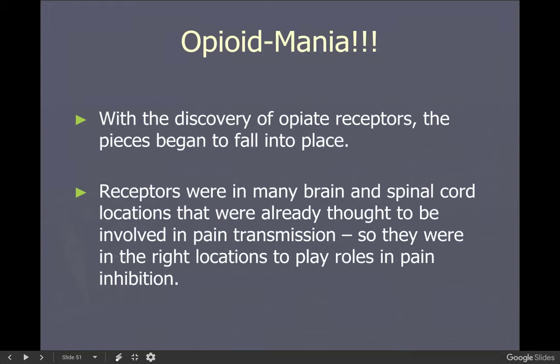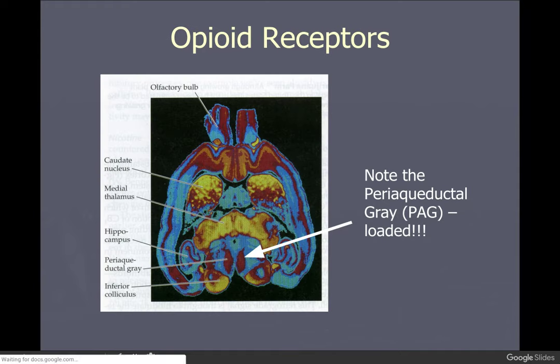But opiate receptors were found. No Nobel Prize has been awarded, and probably won't because it's been a long time now. They're in the brain and the spinal cord, and they were located in areas that were thought to be important for pain inhibition. So they're in the right place to play a role in pain inhibition. That's a horizontal section, and it's receptor autoradiography, and the hotter, that is, the more receptors there are, the brighter it is.